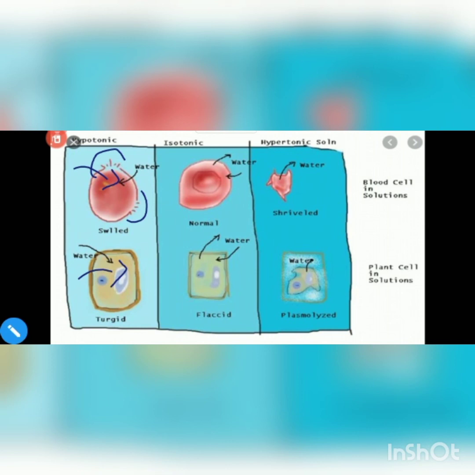Now in an isotonic solution, water will be entering inside and also coming outside. So the net effect will be that the cell will remain the same size. There will be no difference in shape.